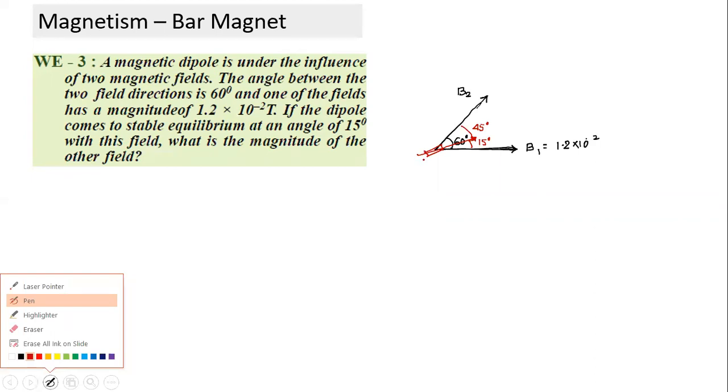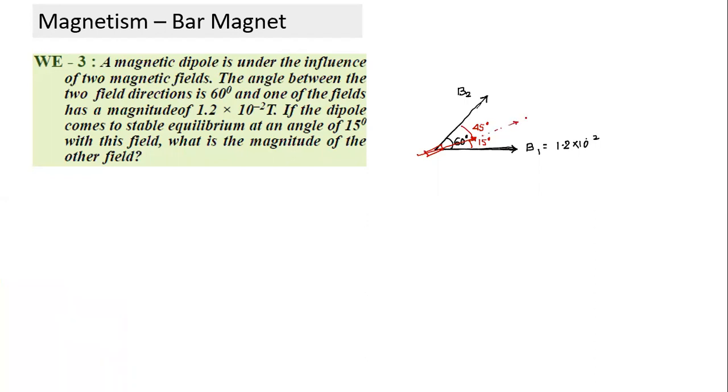15 degrees with V1. Basically the bar magnet comes to an equilibrium. It aligns itself with the direction of the external magnetic field. So it means the resultant field is making an angle of 15 degrees. So the resultant of B1 and B2 is along this direction. This is the direction of the resultant. So that's what is given here. We need to find the relationship between B1 and B2.